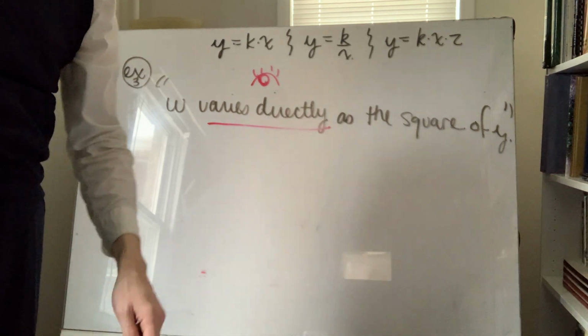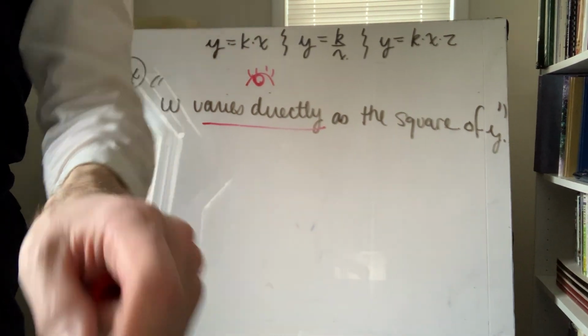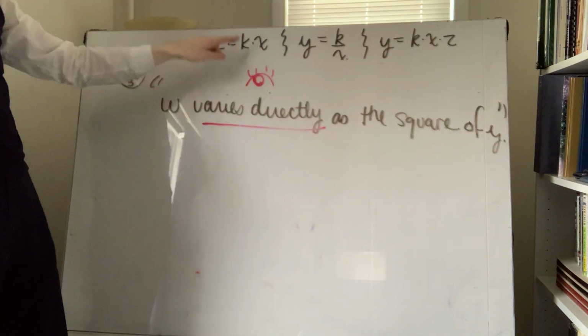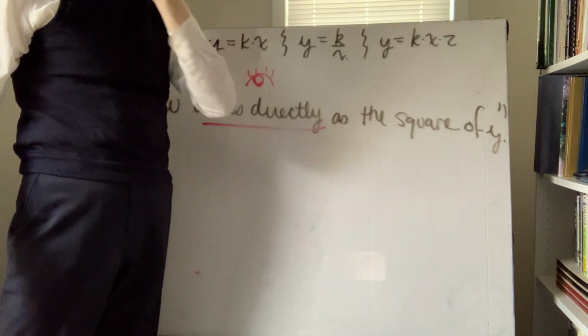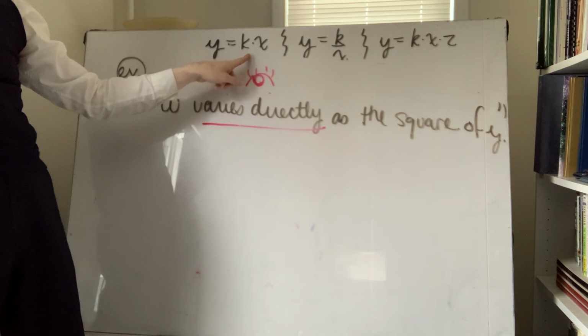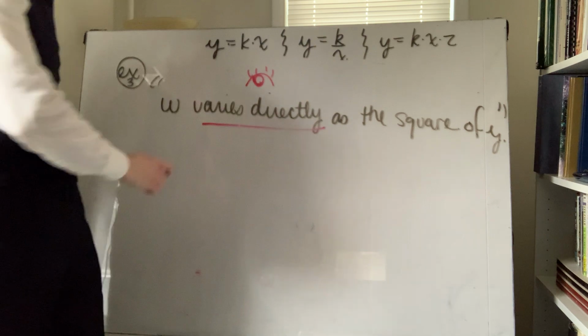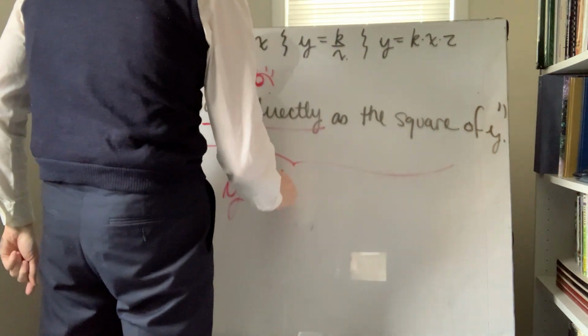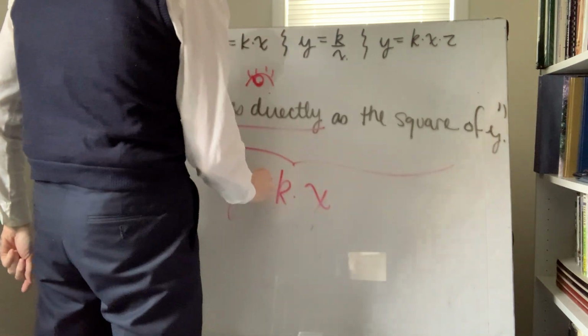That'll have to suffice. Of these three basic models, directly, inverse, and joint, they use the word directly, so it most closely resembles this one, at least to start with. So I'm going to start with writing out the model. Y equals K times X.